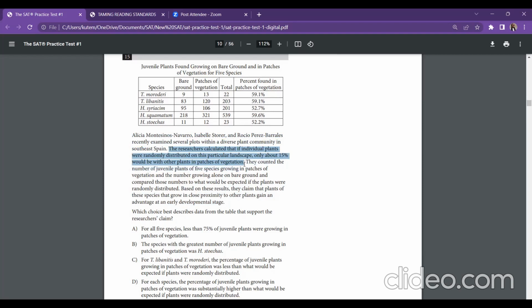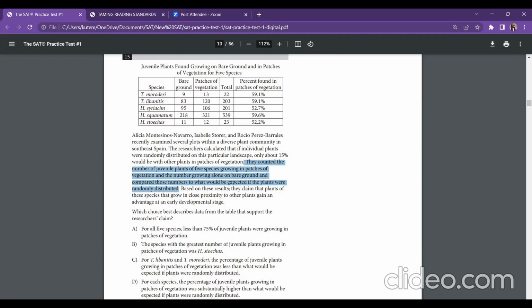If individual plants were randomly distributed, only about 15% would be with other plants in patches of vegetation. So if individual plants are randomly distributed on this particular landscape, only 15% would be with other plants. So kind of like the plants would stick together. And so they counted the number of juvenile plants of 5 species growing in patches of vegetation and the number growing alone, compared to if they're randomly distributed.